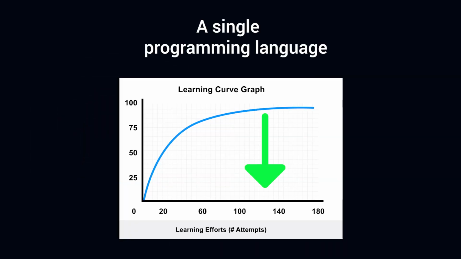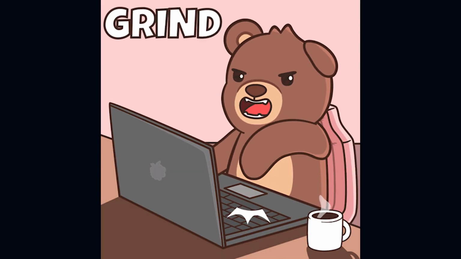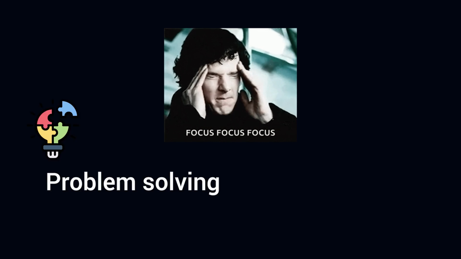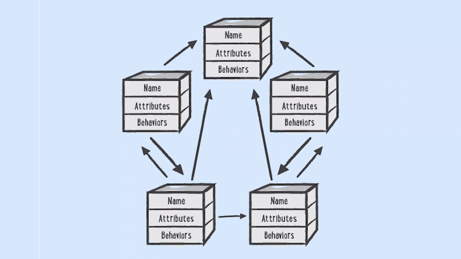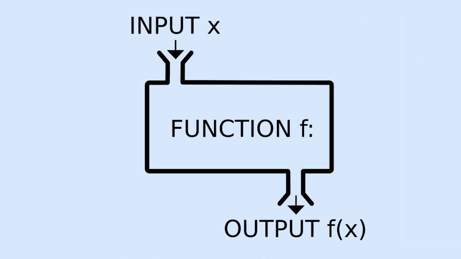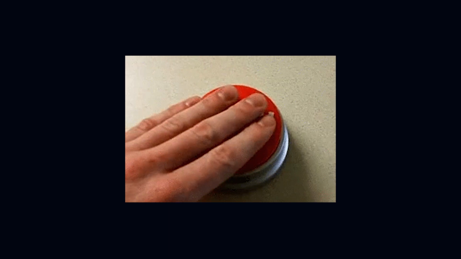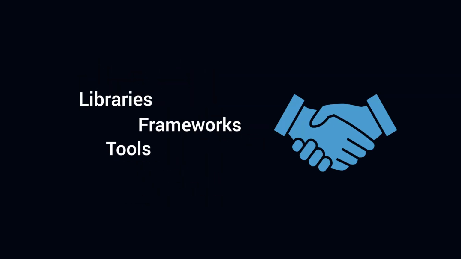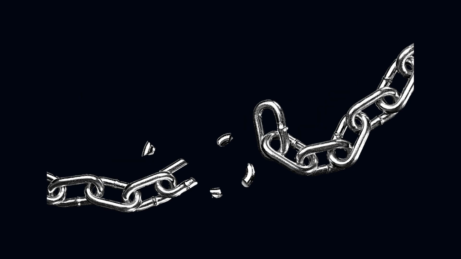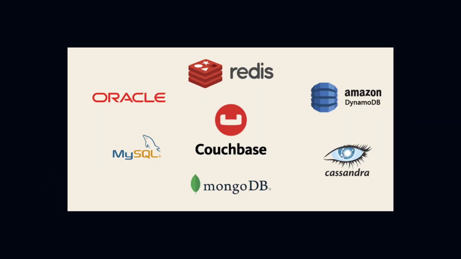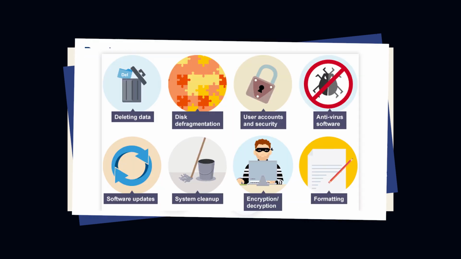A single programming language would dramatically reduce the learning curve for new developers. Instead of spending months or years mastering different syntaxes, paradigms, and toolchains, developers could focus entirely on problem solving and system design. You wouldn't have to switch between different programming styles, like object-oriented Java and functional Haskell, in one project. Practically speaking, this would make reusing code easier than ever before. Libraries, frameworks, and tools would all work seamlessly together. You wouldn't need to fight with tools just to get different languages to work together. Database drivers, web frameworks, machine learning libraries, and system utilities would all speak the same language, literally.